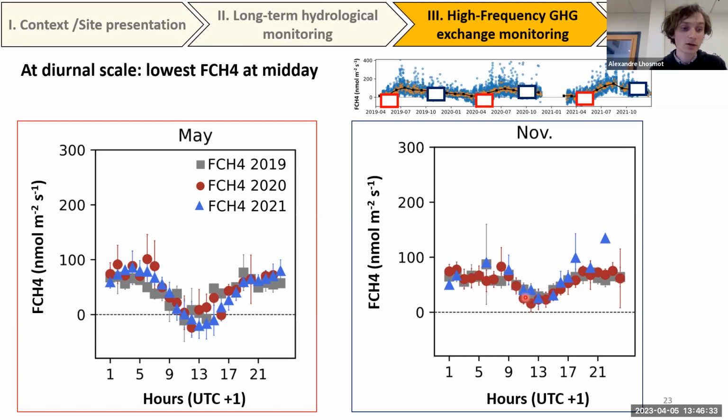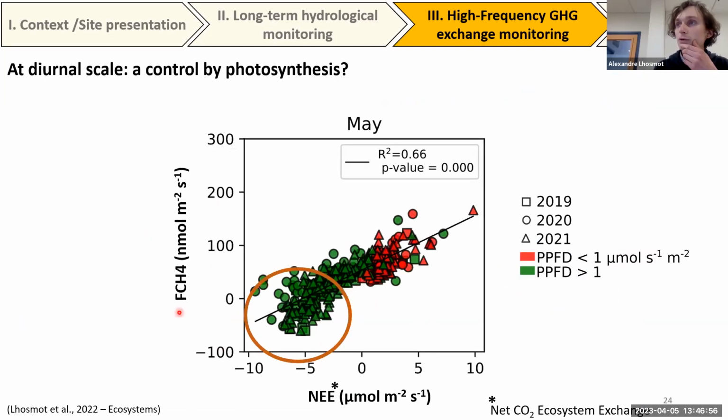So this diurnal cycle could be due to daily variation of temperature. Higher temperature at the surface during the day could favor methanotrophic activity, but there is a time lag between the peak of temperature and the peak of lowest methane fluxes, and so it could not be the only explanation. And so for that, we look at other processes that could control oxidation of methane. In particular, here I show you that the negative methane fluxes are concomitant with negative carbon dioxide fluxes.